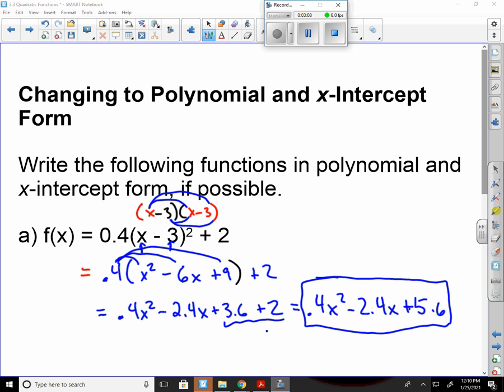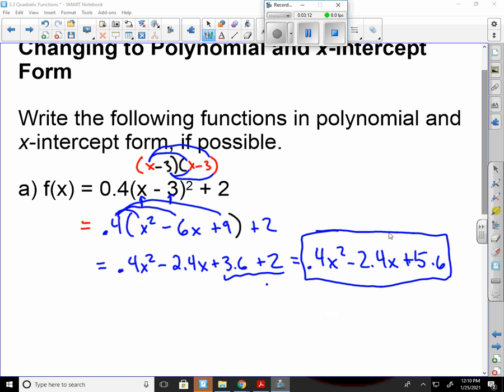Then I need to put it in x-intercept form, if possible, it says. So the first thing I need to do is look at my polynomial form here, and I need to check and see if it's possible. So I'm going to do b squared minus 4ac, which means I do negative 2.4 squared minus 4 times 0.4 times 5.6.